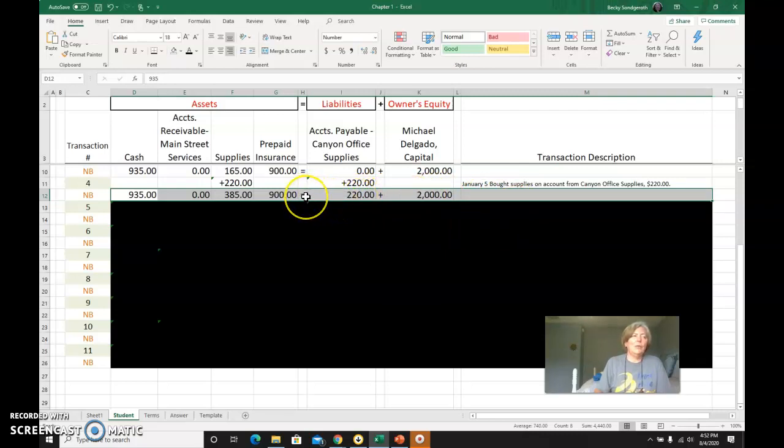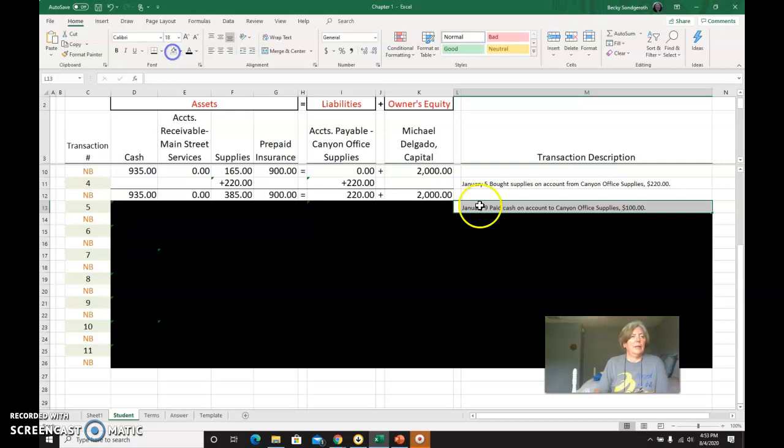I need to do this step every time to make sure I didn't screw up adding or subtracting. Okay? That will be my first realization I've screwed up, is when I'm trying to make sure that this has equaled. Okay? So then the next transaction, the final one for section 1-2. On January the 9th, I paid cash on account Canyon Office Supplies. So I pay them on account. Okay? So I owed them money and I'm paying them.